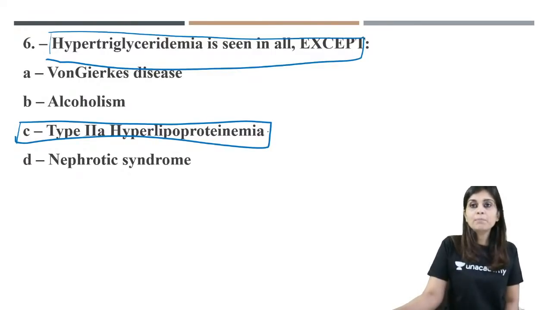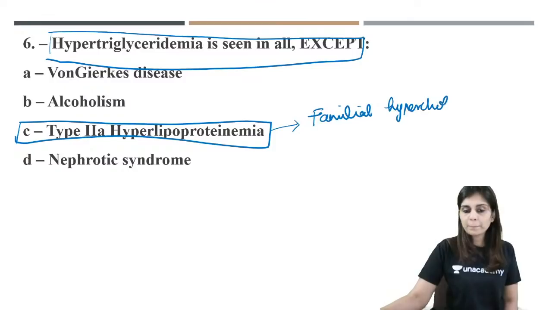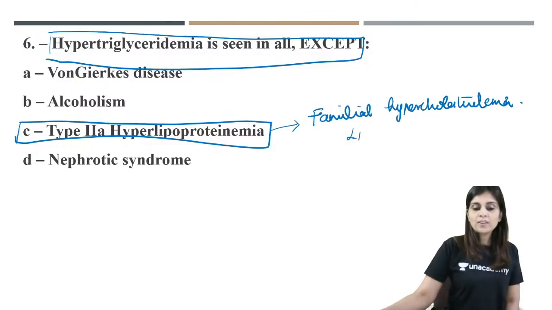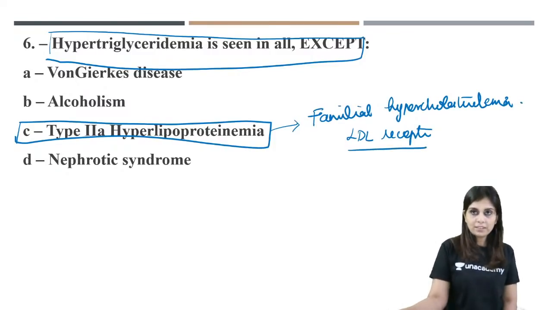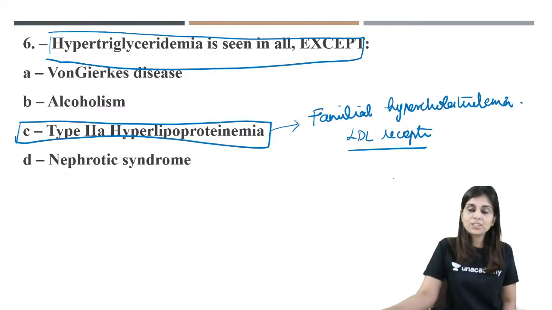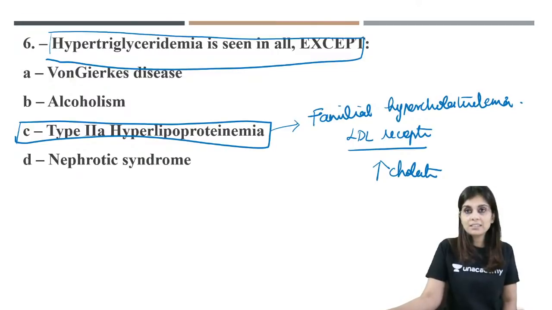It is seen in all except type 2A hyperlipoproteinemia, because type 2A hyperlipoproteinemia is otherwise called familial hypercholesterolemia, and it is caused by a defect of LDL receptor, sometimes because of ApoB100 defect, but many a times it's because of LDL receptor defect. And if LDL receptor is defective, LDL will not be cleared off from circulation. LDL carries cholesterol. So in this case, there will be an isolated elevation of cholesterol, no elevation of triglyceride.